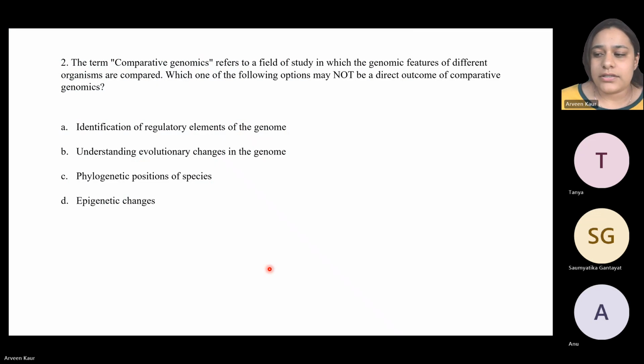Okay. So that brings us to our second question, which is: the term comparative genomics refers to a field of study in which the genomic features of different organisms are compared. Which one of the following options may not be a direct outcome of comparative genomics? So it is again something that is related to comparative genomics.